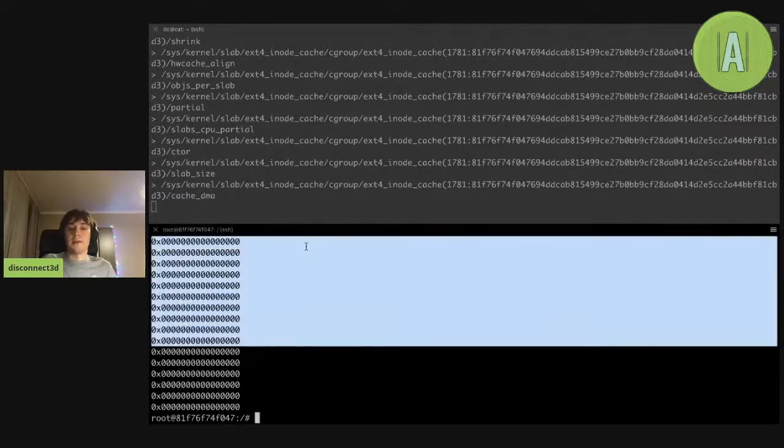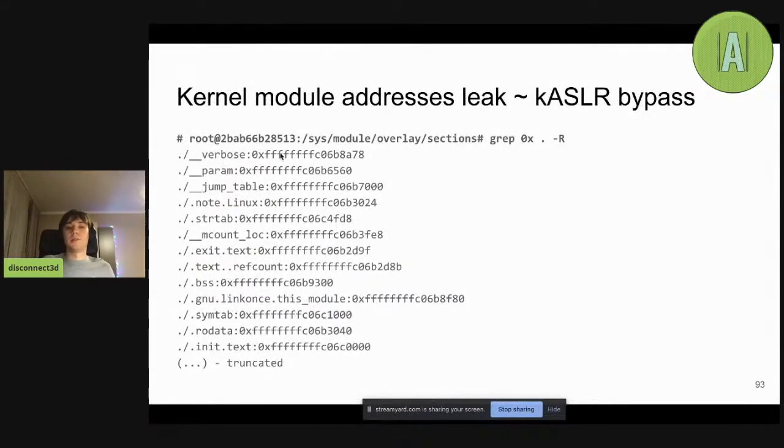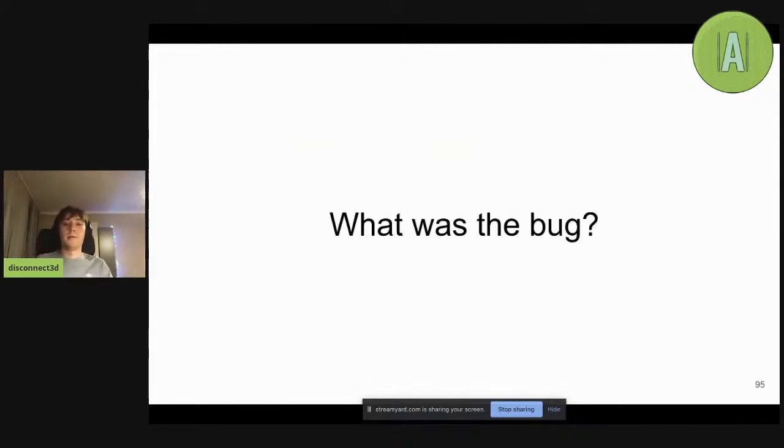Here I have a kernel that has this bug fixed, so I don't see those addresses here. But in the previous kernel versions, we could see those addresses. So we can get all of those leaks this way by catting all these modules and their sections. And the question is, what was the bug?